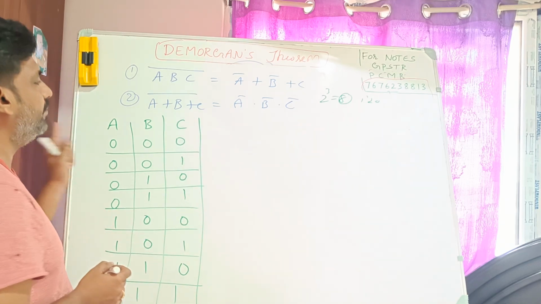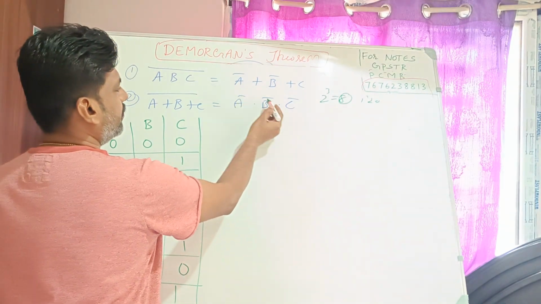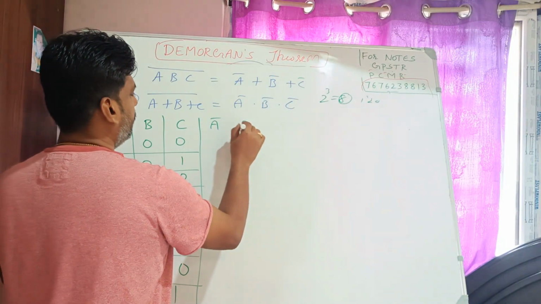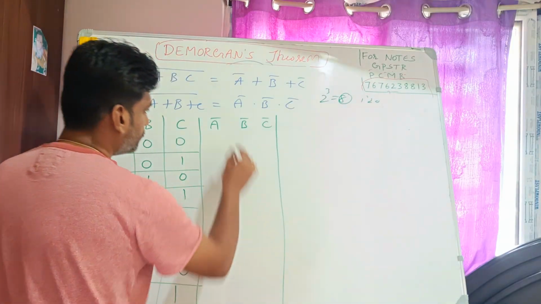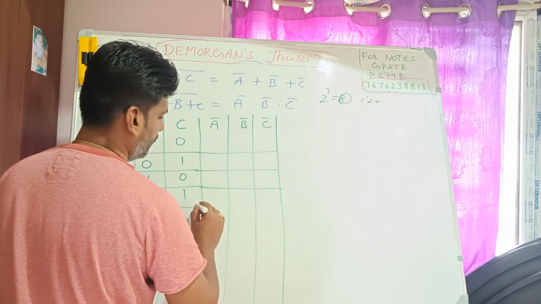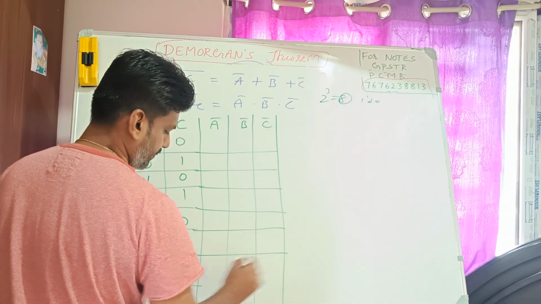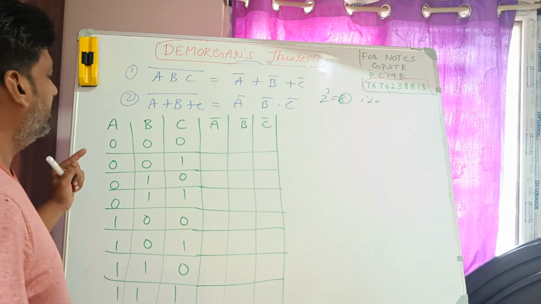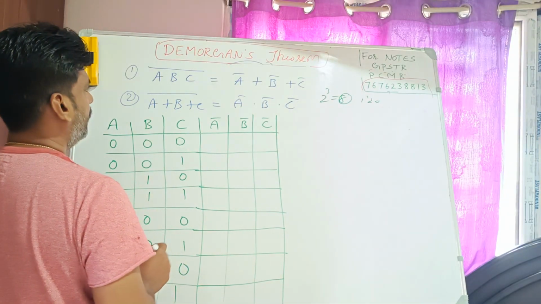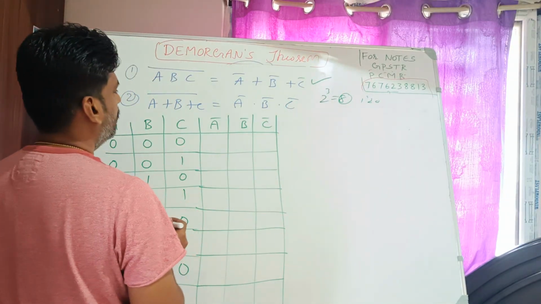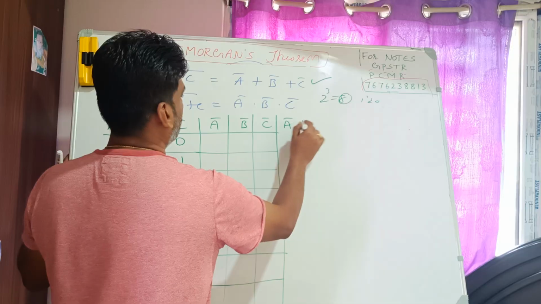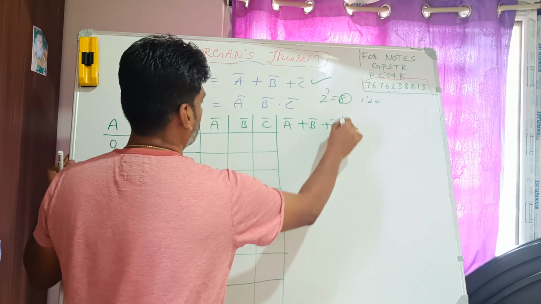So we have written A, B, C. After A, B, C, look now. I want A bar, B bar, C bar also there, right? So this extension we should take. Then after that, what should we take? I will go with respect to the first one now. After A bar, B bar, C bar, what should we do? We should add it. So I will take A bar plus B bar plus C bar.